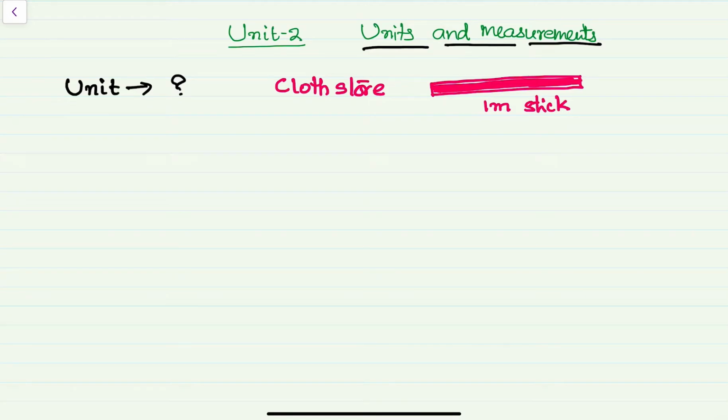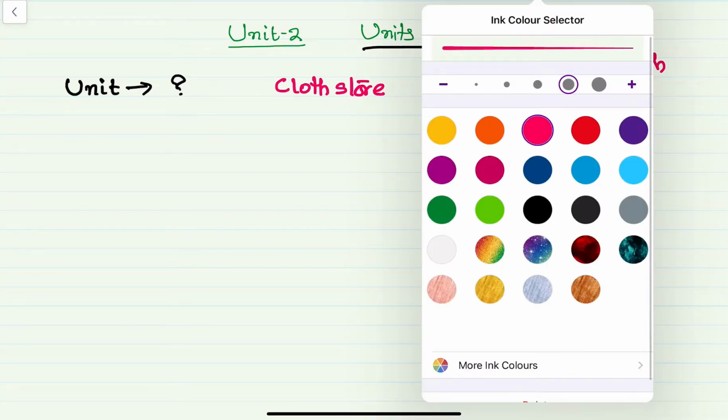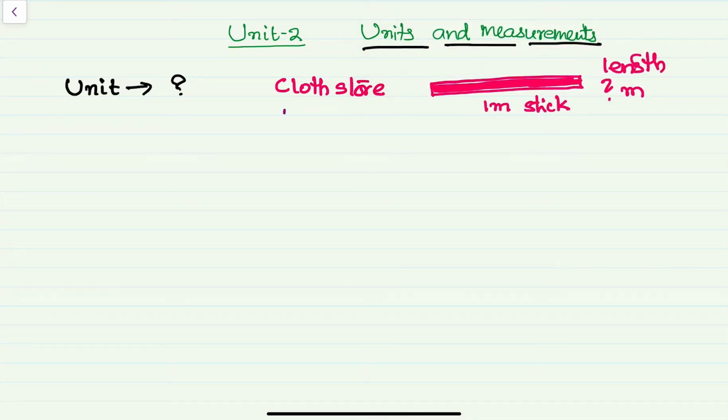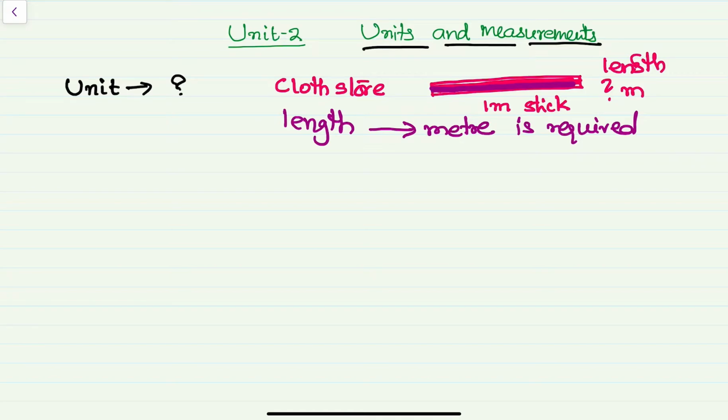And he will ask how many meters you want. So for the length of the cloth, you will ask how many meters. So in order to measure the length, the unit called meter is required. Of course, if you go anywhere in India, the meter stick length is the same. This remains the same. It cannot be altered. So that is a simple unit, you know that.